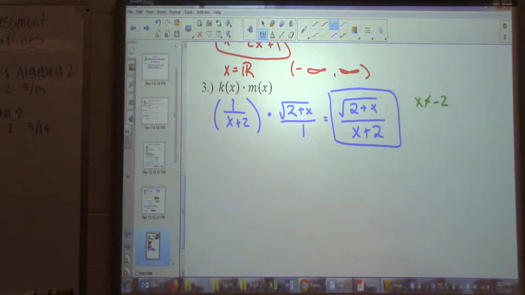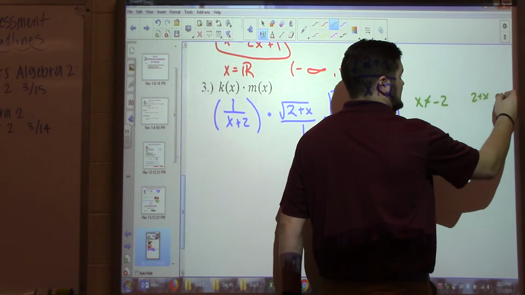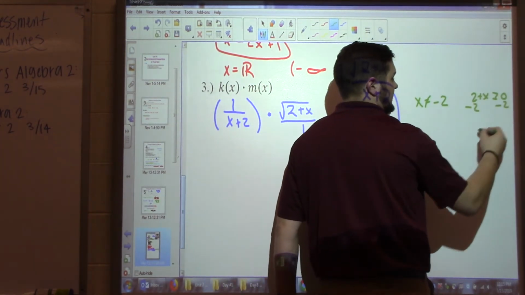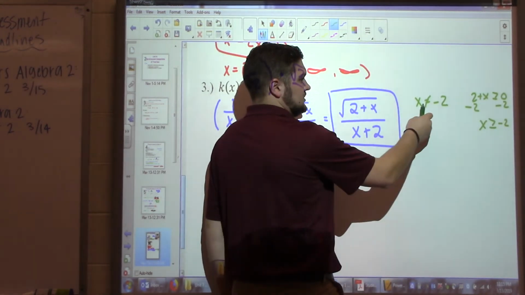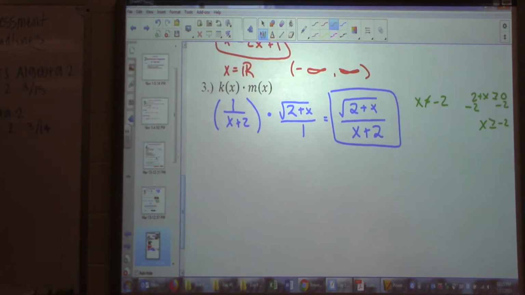Yeah, because we have a radical, right? So if I take what's under my radical, 2 plus x has to be greater than or equal to 0. Subtract 2, subtract 2. X has to be greater than or equal to negative 2. So I have 2 restrictions. Well, hold on a second. Those kind of contradict. One says x is greater than or equal to negative 2. One says it cannot equal negative 2.